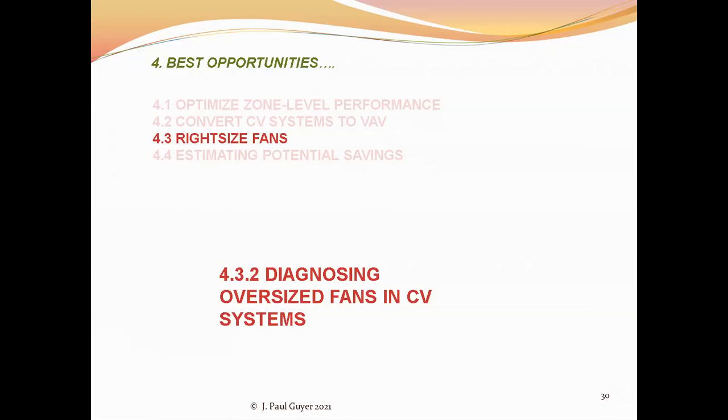Building maintenance staff may be able to determine whether VAV fans, if there are some in your system, are oversized. They can usually use one of three methods: measuring the fan system static pressure, measuring the fan motor current draw, the amps, or checking the fan control vanes and dampers.